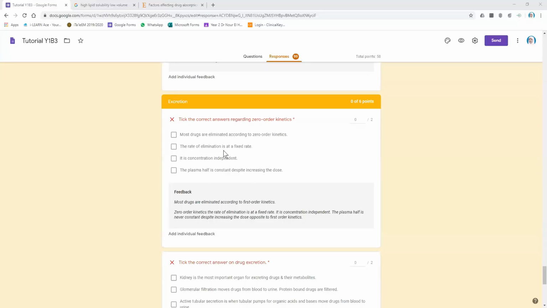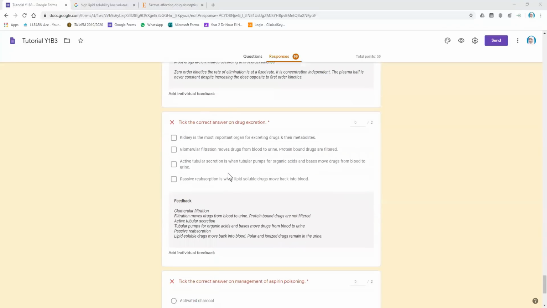The rate of elimination is at a fixed rate. This is true. It is concentration independent. True, opposite to first order, which is concentration dependent. And the plasma half-life is constant despite increasing the dose. So this is for first order, not zero order. For zero order, it's not constant.